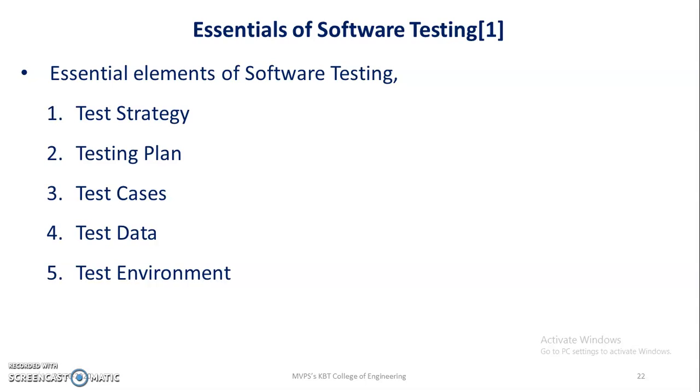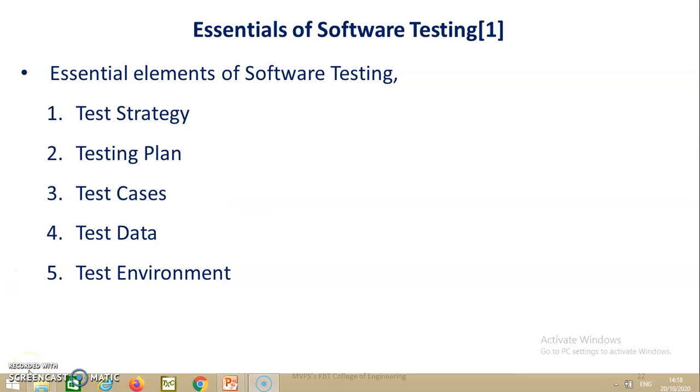The second essential element of software testing is the test plan. A test plan covers the actual testing tasks we will need to execute to carry out that strategy. A test plan is simply that part of our project plan that deals with the testing tasks.